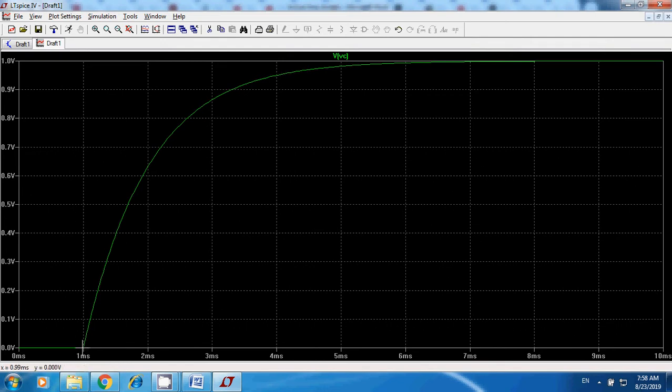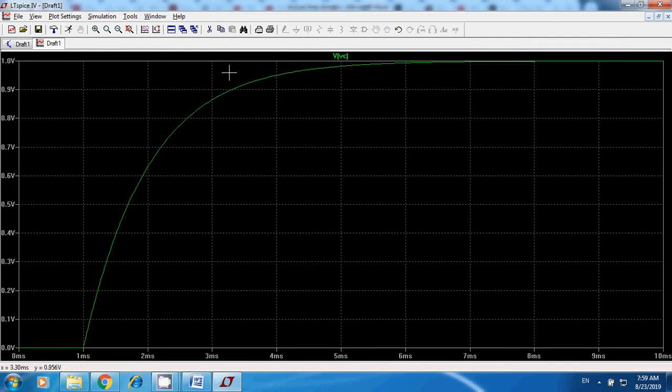Before the switch is on, the voltage drop across the capacitor is 0, right? And as time passes, when you switch on, you have a supply voltage, so the capacitor starts charging, and then finally it's going to reach the voltage of 1 volt, the input voltage, 1 volt. That's very clear, right?